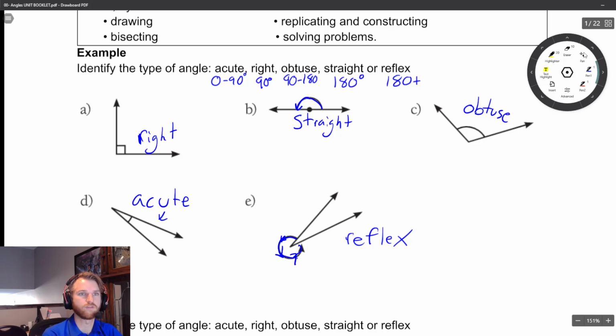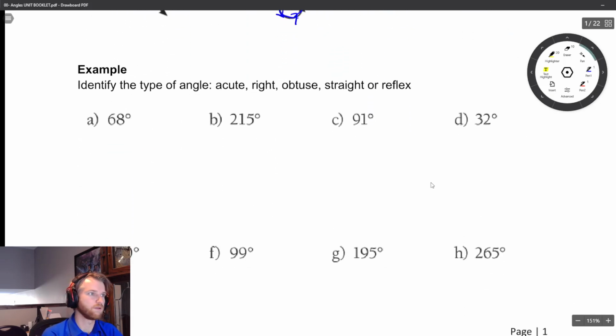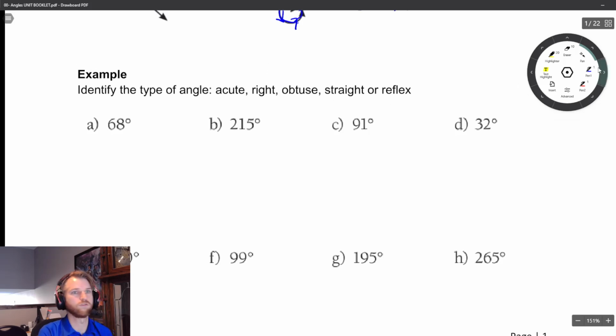All right, so that's our angle review. And then this is like, without having it drawn in front of you, do you know what each of these was? We said acute was less than 90, right was 90, obtuse was 90 to 180, straight is exactly 180, reflex is 180 plus, and acute was less than 90, so we'll say 0 to 90.